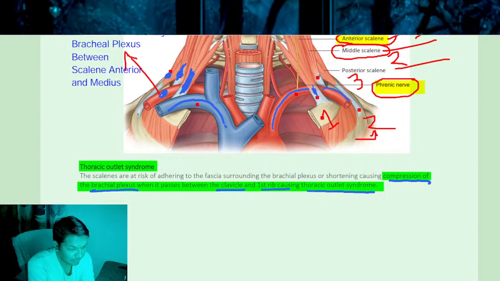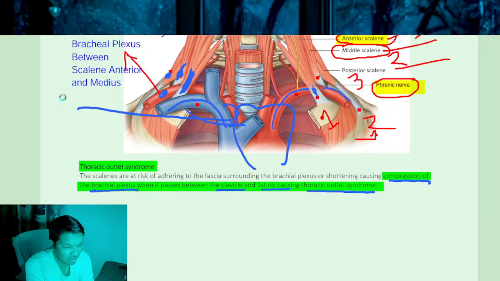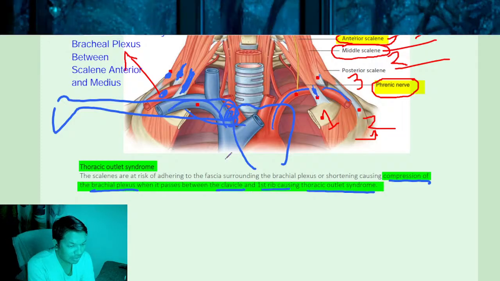This is the first rib. It is coming here, and here we have the sternum, and in the sternum we have the sternal head of the clavicle, right? The clavicle is attached with the sternum. So if the brachial plexus passes between the clavicle and the first rib, then there could be compression, and it is called thoracic outlet syndrome.